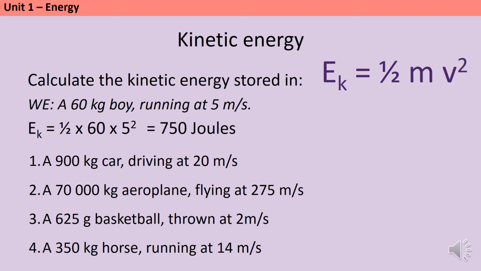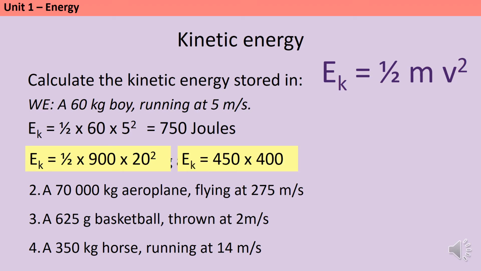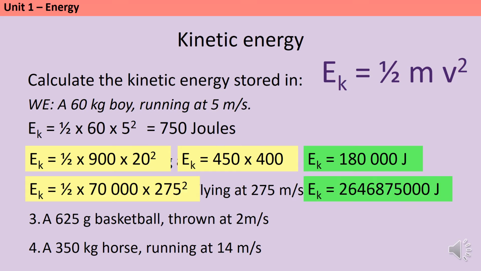So for question 1, we have our 900 kilogram car driving at 20 metres per second, so we do half times 900 times 20 squared. That can be simplified to 450 times 400, which gives me a final answer of 180,000 joules. If I go through the same process, my aeroplane has a lot of energy.